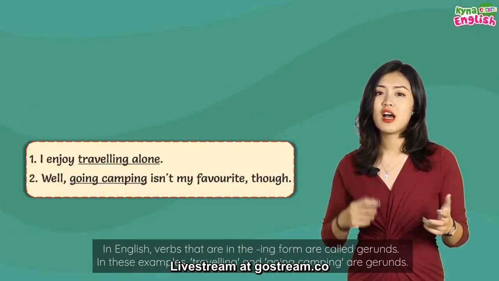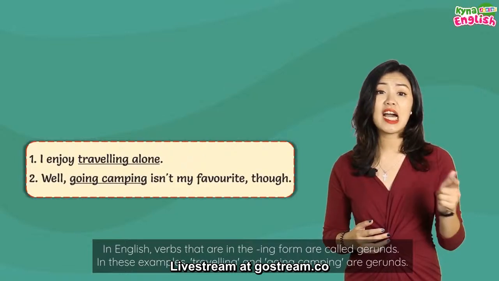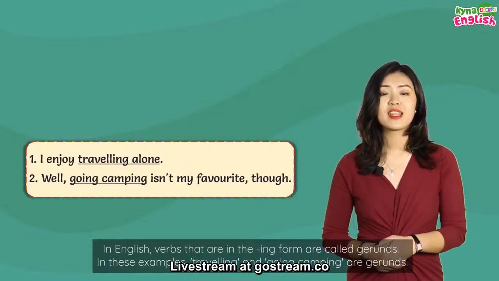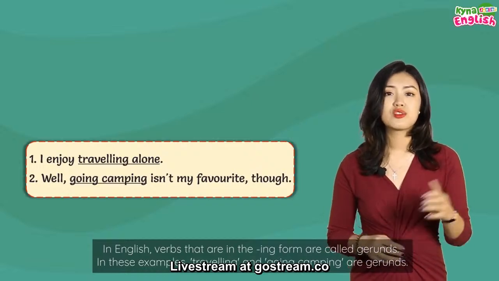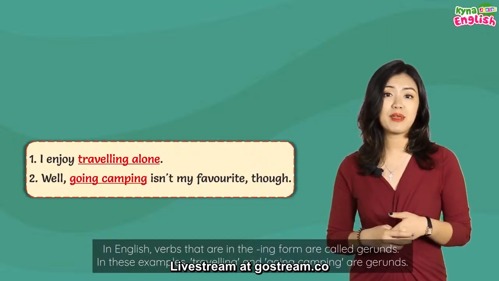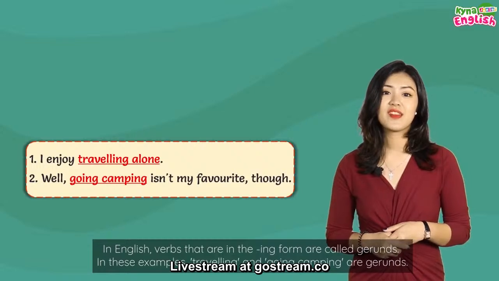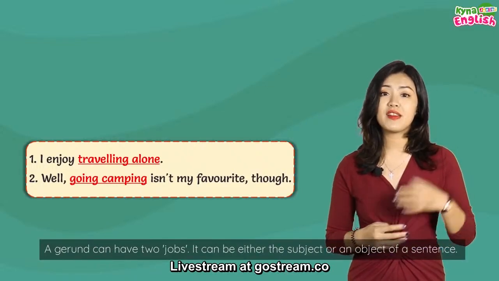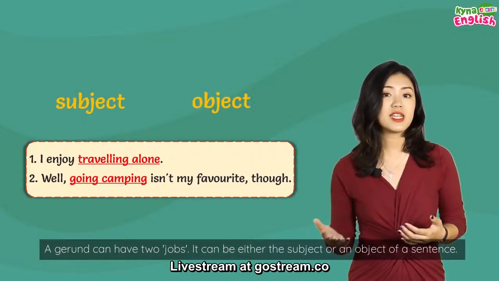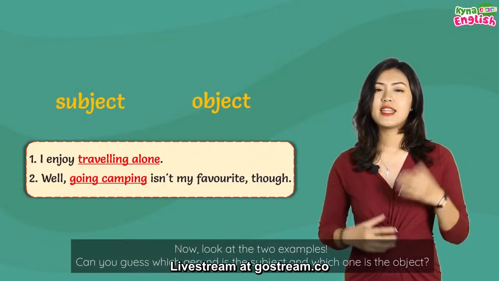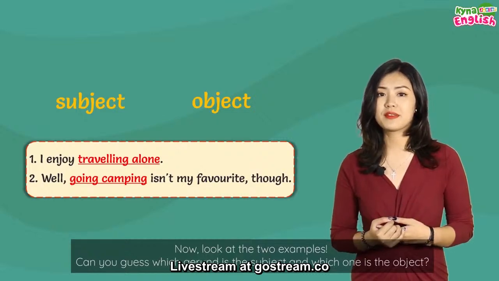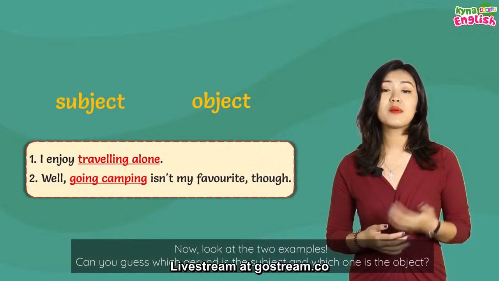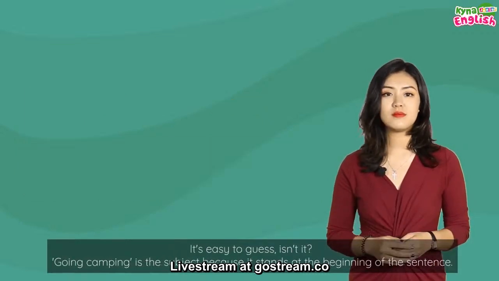In English, verbs that are in the ing form are called gerunds. In these examples, traveling and going camping are gerunds. A gerund can have two jobs. It can be either the subject or an object of a sentence. Now, look at the two examples. Can you guess which gerund is the subject and which one is the object?